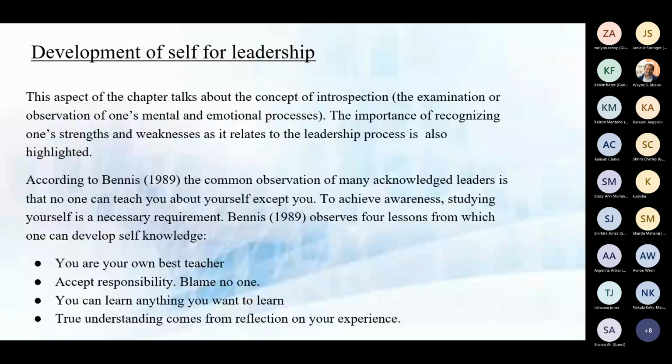Continuing. According to Bennis, the common observation of many acknowledged leaders is that no one can teach you about yourself except you. To achieve self-awareness, studying yourself is a necessary requirement. He observes four lessons from which one can develop self-knowledge: You are your own best teacher. Accept responsibility. Blame no one. You can learn anything you want to learn, and true understanding comes from reflection on your own experience.